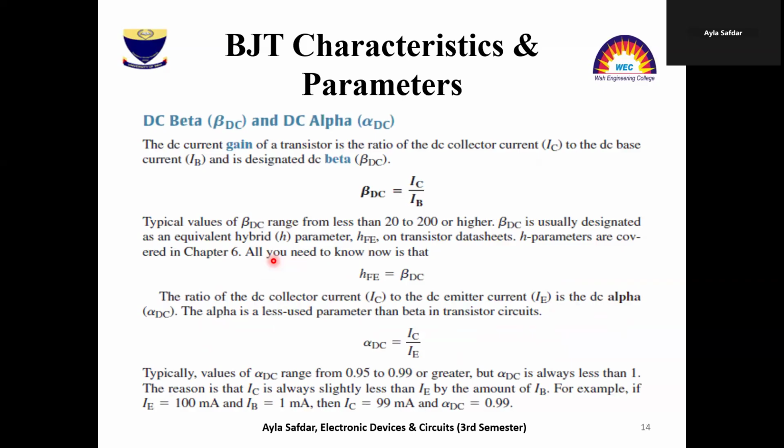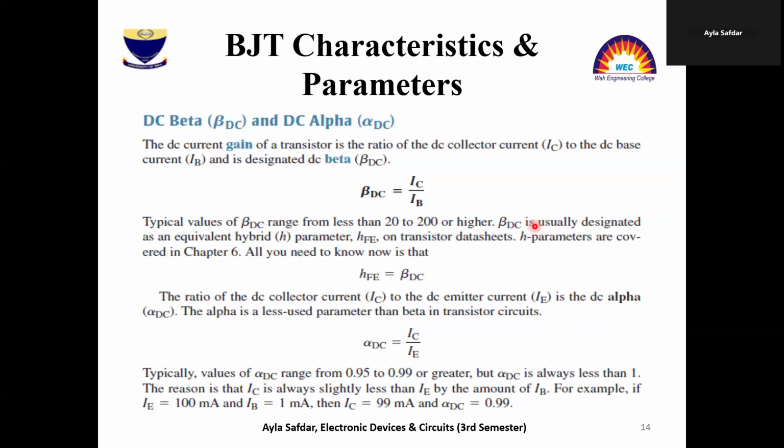Two important parameters play a very important role. We have these, DC beta and DC alpha. Basically, the beta DC is the DC current gain of a transistor. It's simply the ratio of DC collector current to the DC base current, which is IC over IB. So this is the most important parameter which is used in the transistor. It can vary from transistor to transistor. Typically, it ranges from 20 to 200. It can be higher depending upon the parameters.